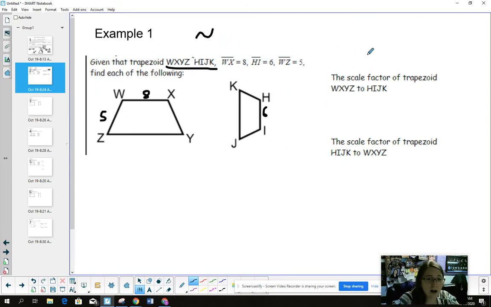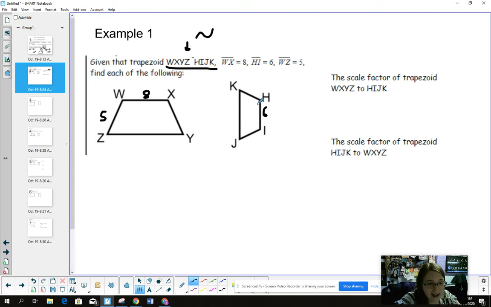Now, we want to find the scale factors to start. Now notice that I have 2 sides over here and only 1 side over here, as well as notice that these shapes are twisted, right? So obviously, we can hopefully see what the corresponding sides are, but this is how we know for certain.